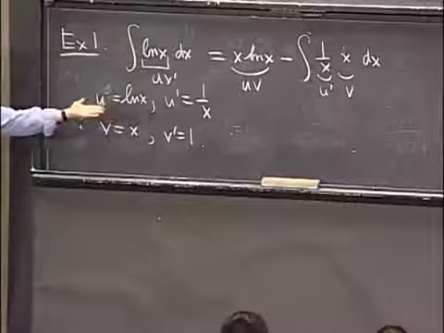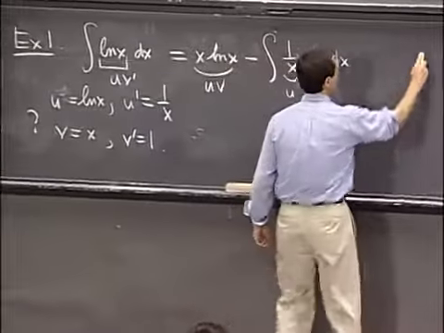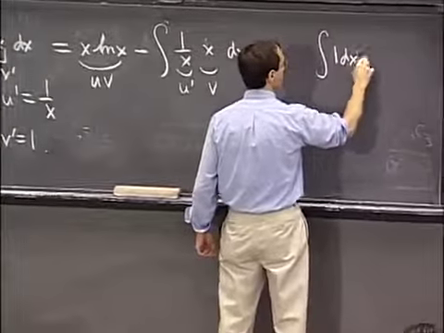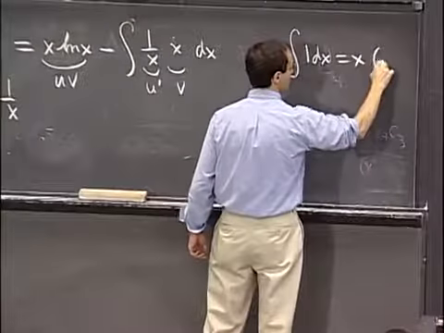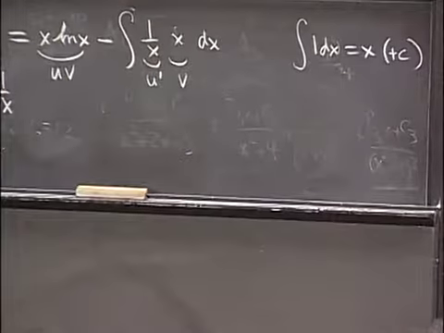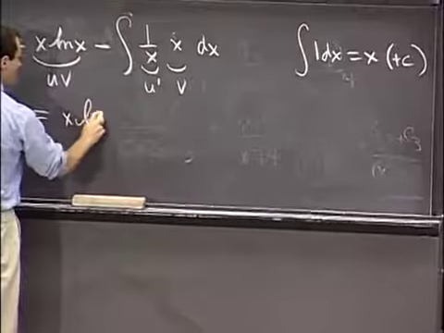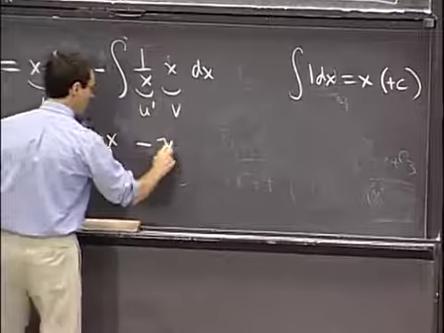Now that one is easy to integrate because 1 over x times x is 1, and the integral of 1 dx is x plus c, if you like. All right? So the antiderivative of 1 is x. And so here's our answer. Our answer is that this is x log x minus x plus c.